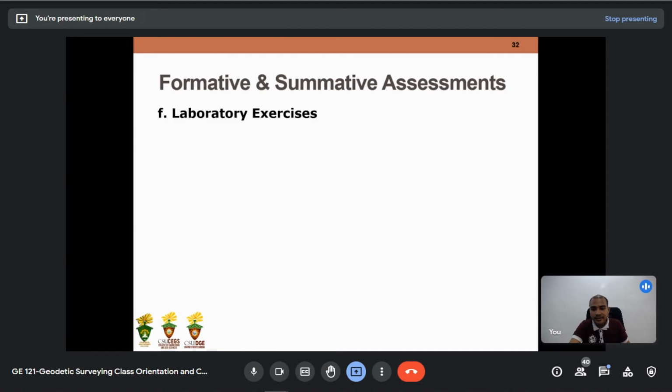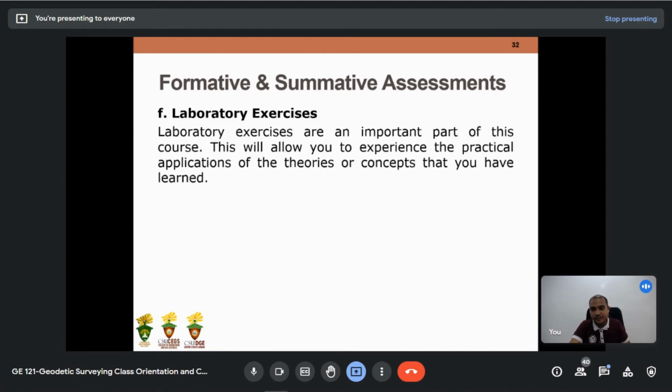Next is laboratory exercise. So dili na ko mosulod as your laboratory instructor, no? Laboratory exercises are an important part of this course, kanang mo-execute man kita sa atong na-learn from the lectures. From lectures, atong i-apply sa laboratory exercises, the actual scenario. This will allow you to experience the practical applications of the theories or concepts that you have learned in the lecture.